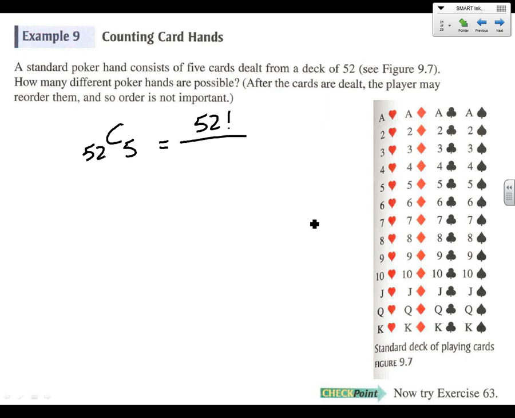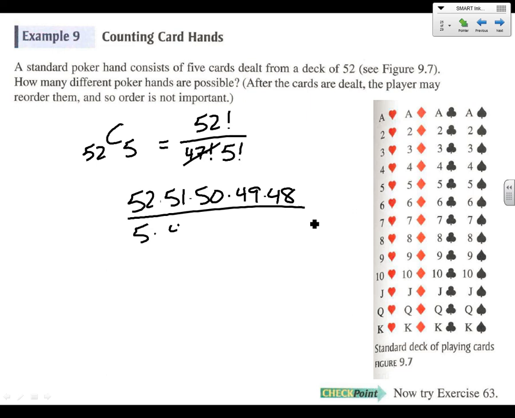So the formula is going to be, if we go back up, n factorial, so 52 factorial, over, do the subtraction, 52 minus 5 is 47 factorial, times r factorial, 5 factorial. So in the numerator, 52, 51, 50, 49, 48, and I'm going to stop because then we'll cancel the 47s, over 5, 4, 3, 2, 1. And if you do a combination problem right, you should have the same number in the numerator as you do in the denominator, okay?